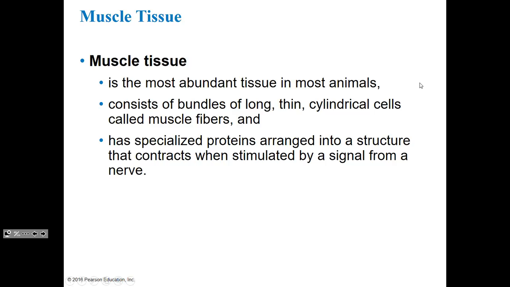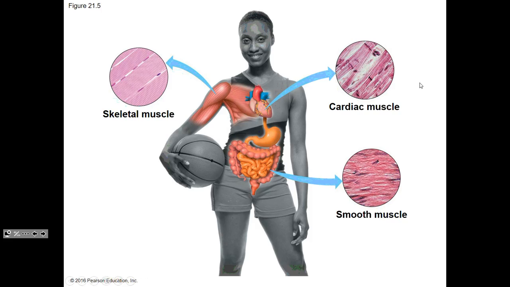So most abundant tissue in animals. If you look at the models of a skeleton with muscle over top, we have huge muscles in our body and they cover most of our body. So even our face is all covered in different muscles. So we have a lot of muscles in our body. So made up of muscle fibers, and those are made up of cells. And it's all stimulated by nerves, so the nervous system comes into play there too. Our muscles wouldn't work if we didn't have nerves to tell them what to do.